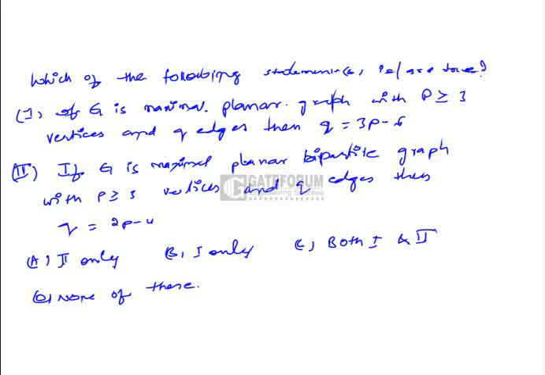Here in this question, two statements are given and we have to identify which of them is false. The first statement is, if G is a maximum planar graph with P greater than or equal to 3 vertices. Here P is the number of vertices and Q is the number of edges in a maximum planar graph. So let us take one example.